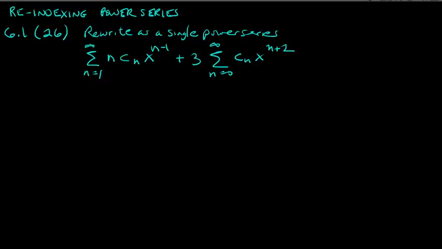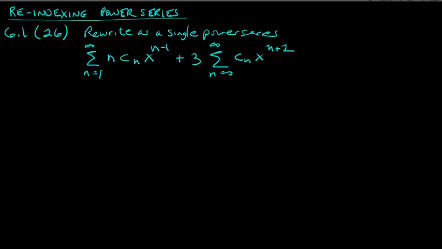Okay, so next example. This is going to be an example of what's called re-indexing a power series. So here's the example. We want to rewrite this as a single power series. We have the sum of these two power series. Here, n goes from 1 to infinity of n times c_n x to the n minus 1, plus 3 times the sum, going from 0 to infinity, of c_n x to the n plus 2.